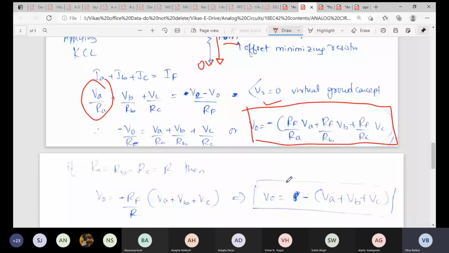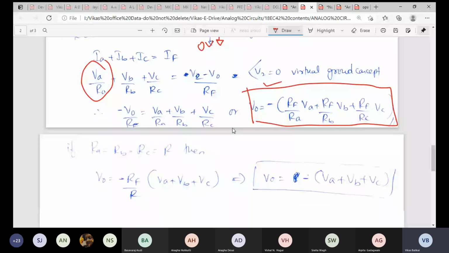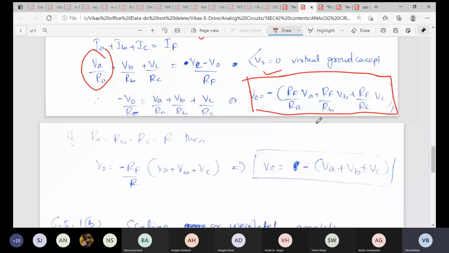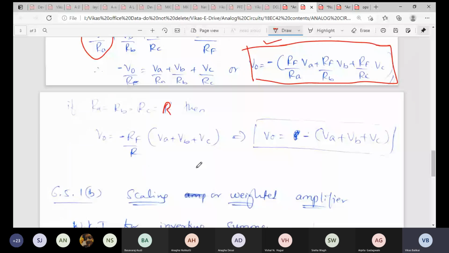To move ahead and simplify, if I assume that all the resistances RA, RB, RC, RF are all equal to one particular value R, and I substitute R everywhere, or keep RF as it is and put R in place of RA, RB, RC, what do we get? R will be there in the denominator. I'll take it out common, minus RF by R multiplied by VA plus VB plus VC. So that will be my summing amplifier. So this is how the summing amplifier works.